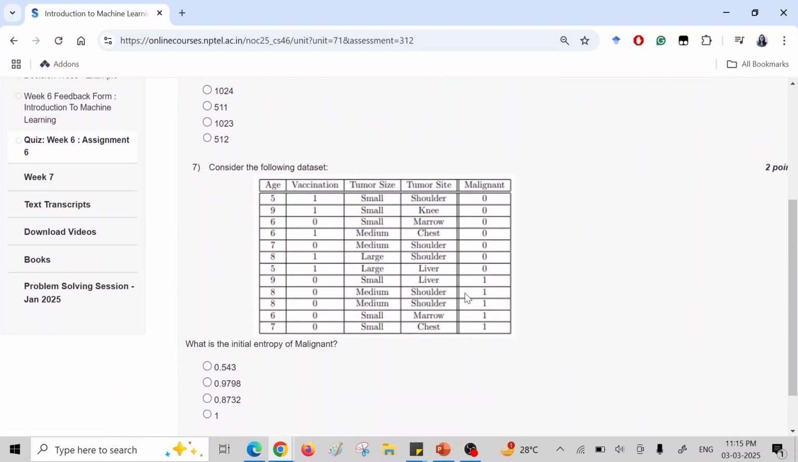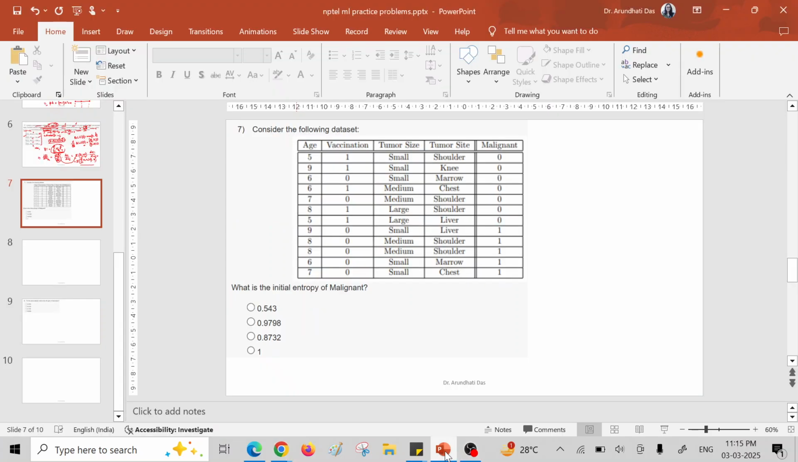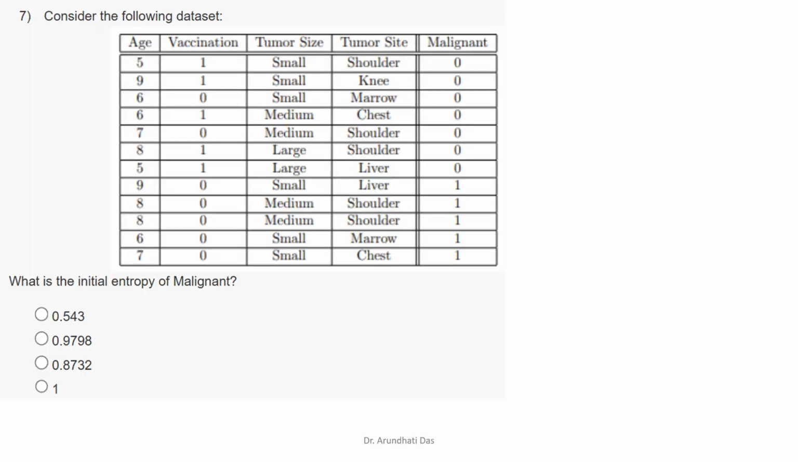Okay. So let's see what the question is about. We need to consider the following data set. We need to build a decision tree. Decision tree for classification we can use, and there is a particular algorithm to construct a decision tree that is called the ID3 algorithm.